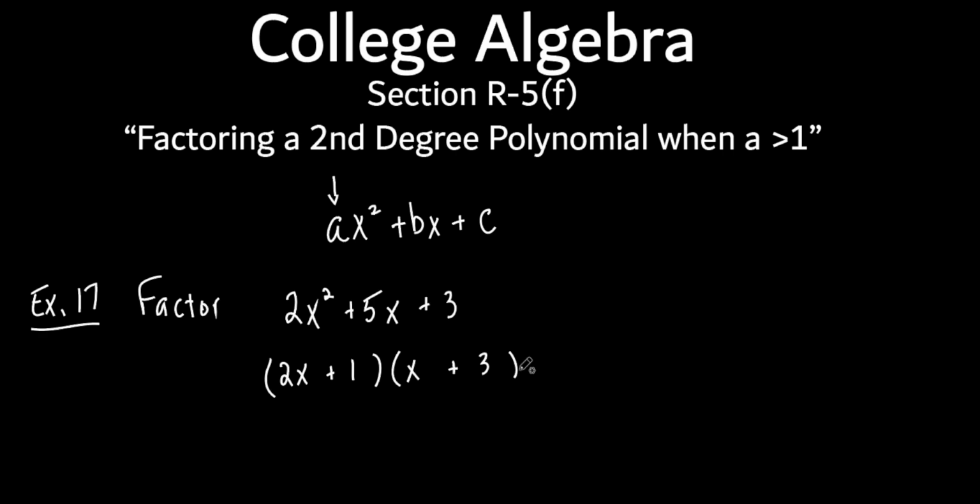Now again, the first and the last will always multiply to be 2x squared and 3, right? It's the inside ones. The outside and inside have to add up to be 5. Let's see if that happens. I got 2x times 3. That's the outside. What's that? 6x. And then I got 1 times x is 1x. What's 6x plus 1x? 7x. Is that a 7x? No, it's not.